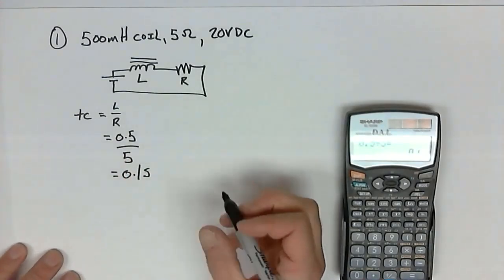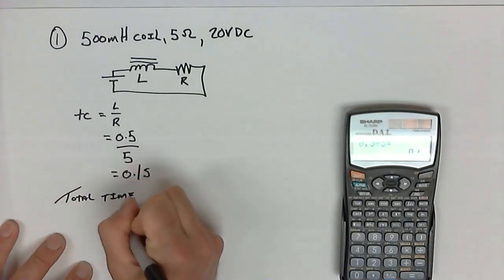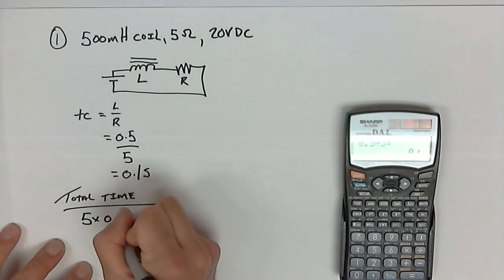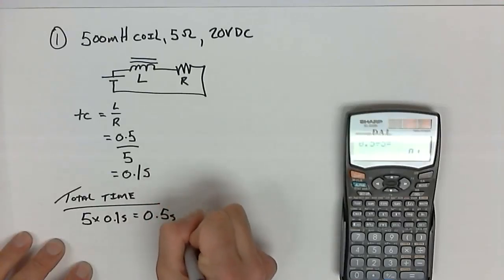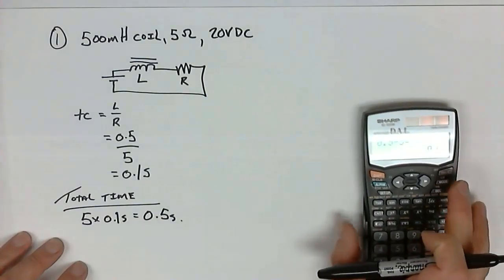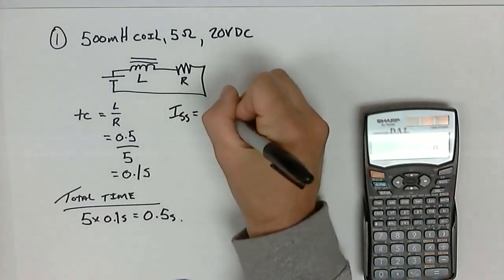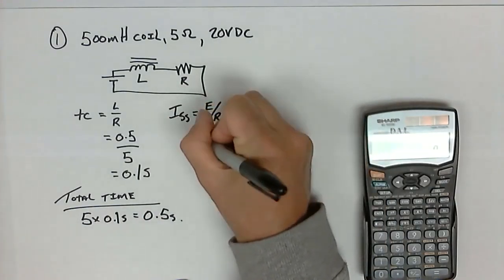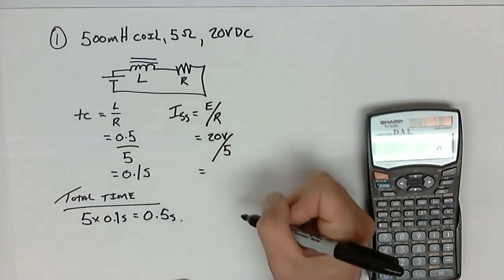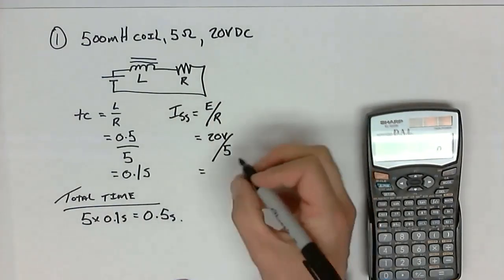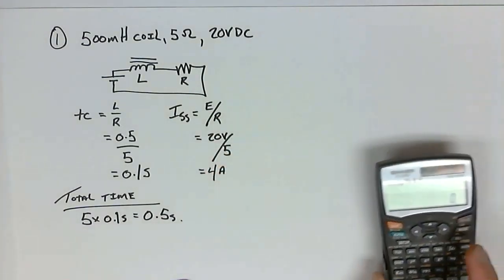seconds. What about the total time? Total time is going to be equivalent to 5 times 0.1 seconds, which would be 0.5 seconds. Let's calculate the total steady state. Steady state current will be equivalent to the voltage divided by the resistance. And in this case, 20 volts divided by 5 ohms. 20 divided by 5 will give me 4 amps. So I have 4 amps steady state current.